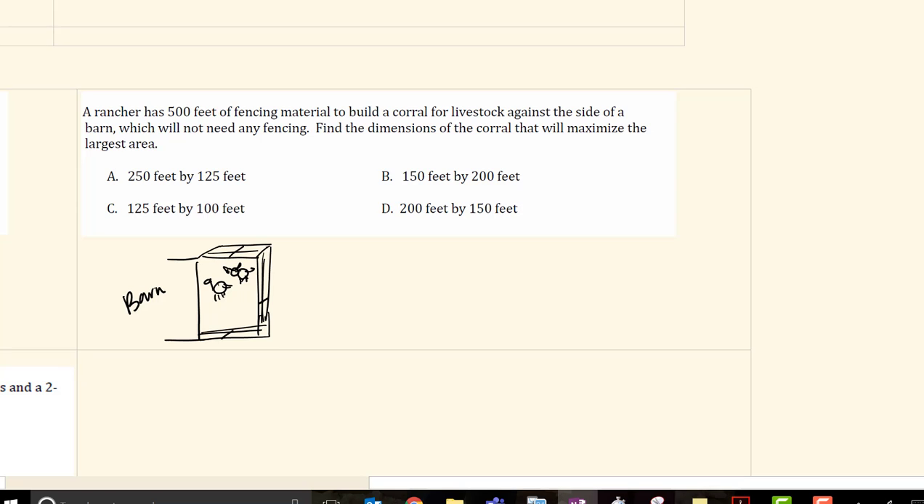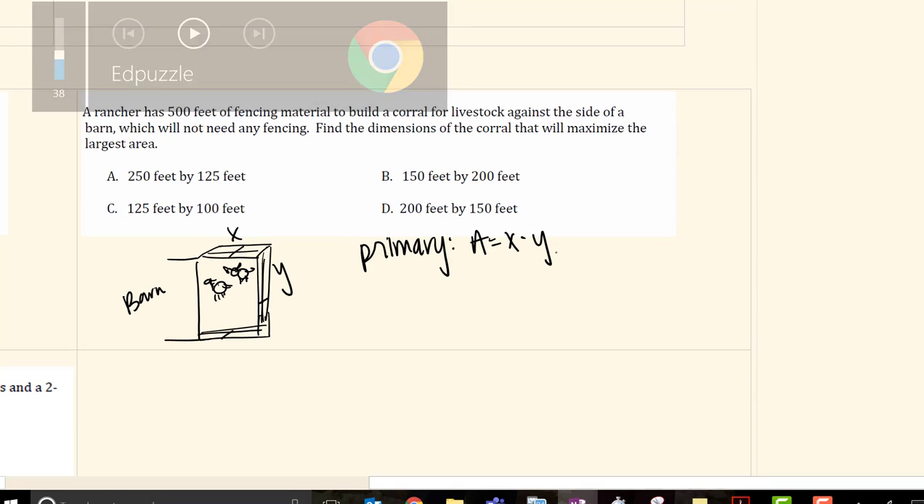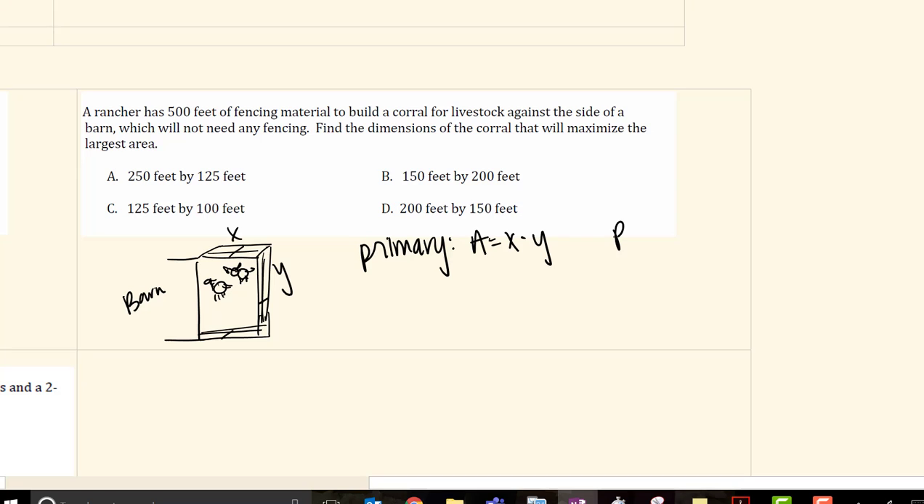So we are looking for what area is maximized. Our primary equation, the equation that we're looking to maximize, is area. And that area is going to be x times y, or length times width. We're going to have a secondary equation, and in this case it is more than likely going to be perimeter, since I'm told that I have 500 feet of fencing. The secondary equation is sometimes given. Usually you come up with it, and its main purpose is to get everything in terms of one variable.